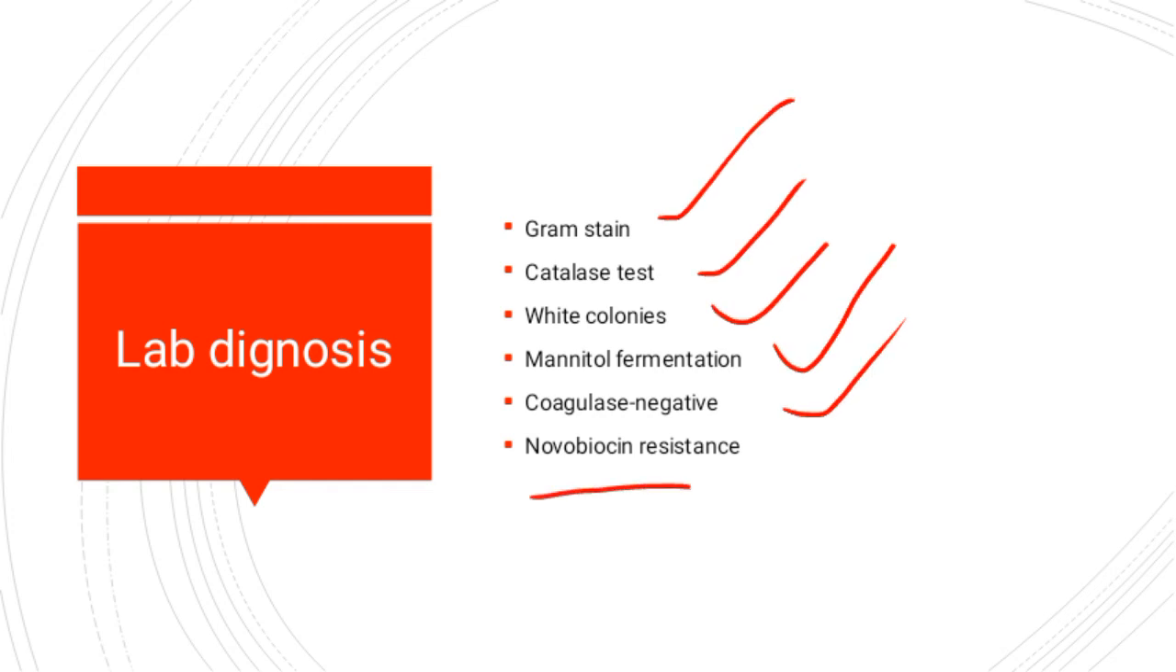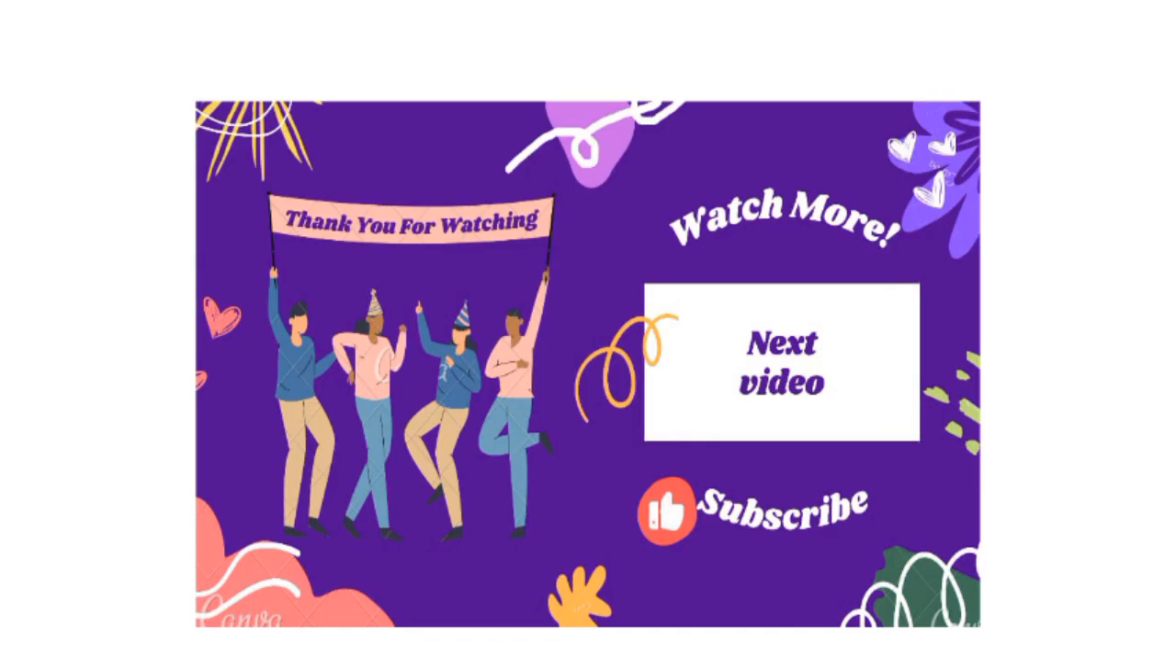Then go for novobiocin, which is an antibiotic, or its sensitivity test. If it is novobiocin resistant, then it simply means this is saprophyticus. That was a very short video about Staph saprophyticus.